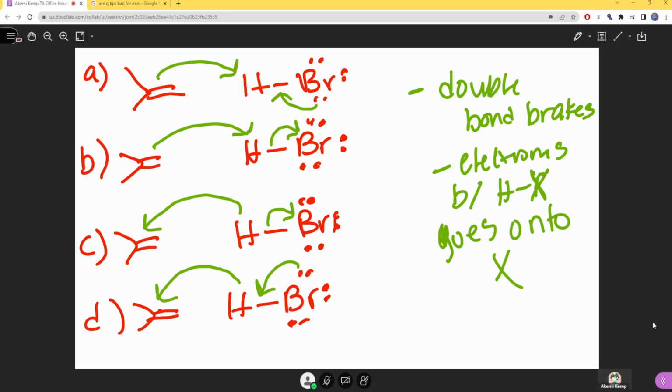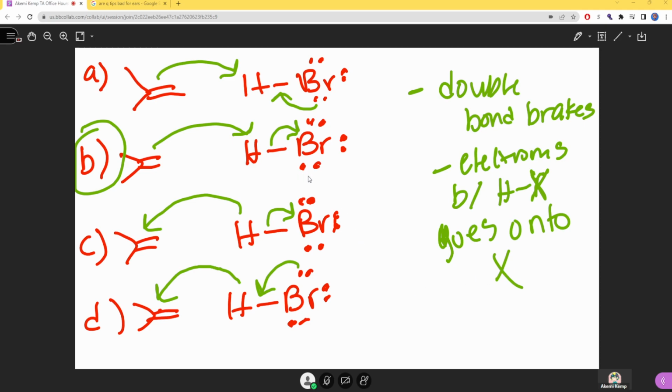So the arrow movement is supposed to be from the pi bond breaking, because remember that's a base. It has electrons in there we can use. It's supposed to be from the pi bond breaking, grabbing the hydrogen, and then between HBr, those two electrons are supposed to go onto the halogen. So which of these answer choices correctly shows that? B. Exactly.